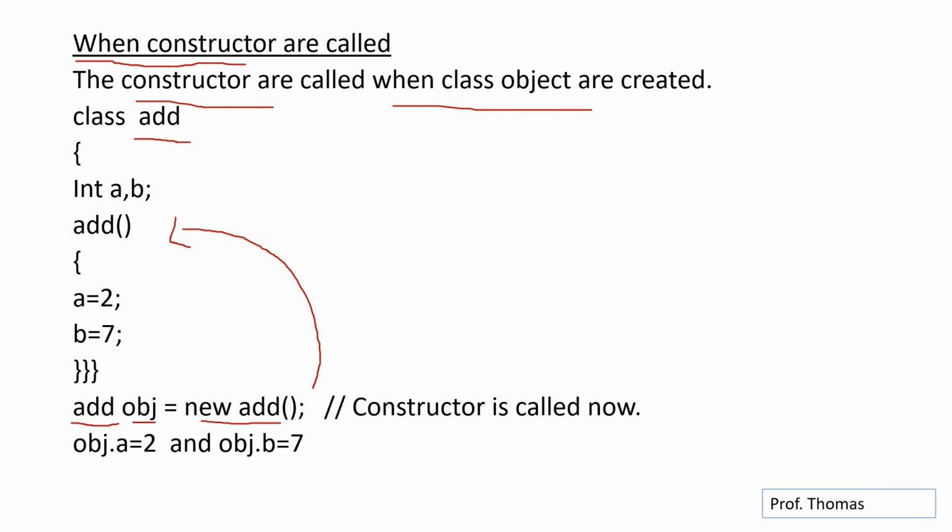It initializes the object variables: object dot a equal to 2 and object dot b equal to 7. This type of constructor is a default constructor. We have no parameters and we initialize with default values.